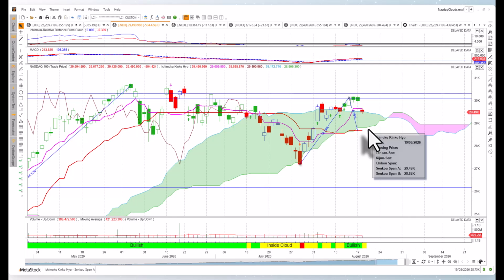Once again, if we slice below that zone and stay below that zone, then we're in bearish territory on the daily Ichimoku Cloud for the Nasdaq.